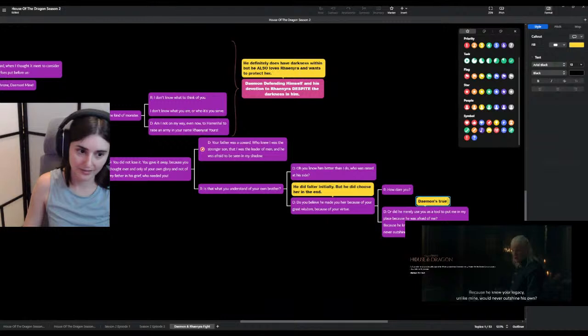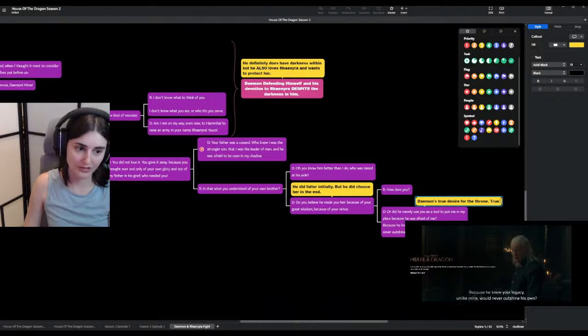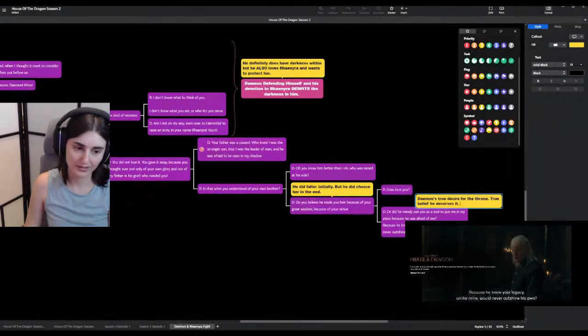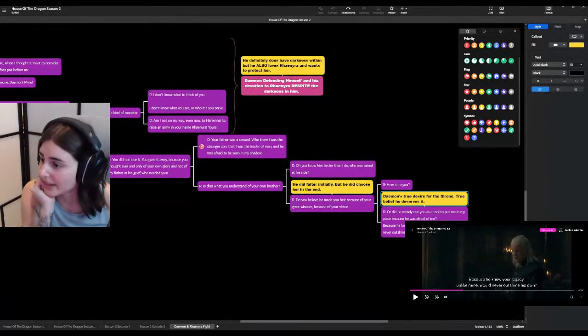Daemon's true desire, true belief. He deserves it. Okay, he has that belief there.